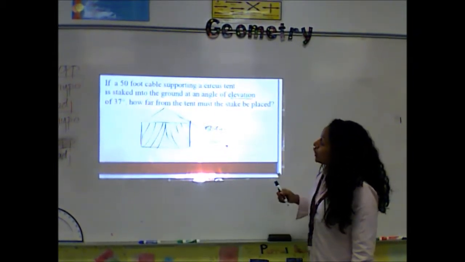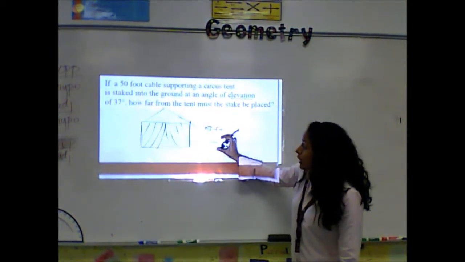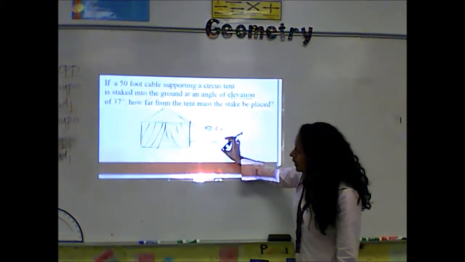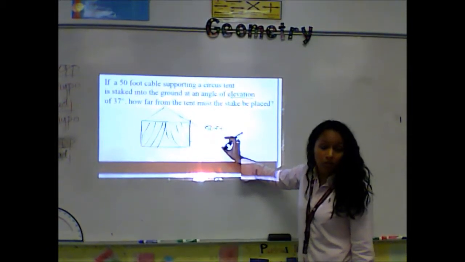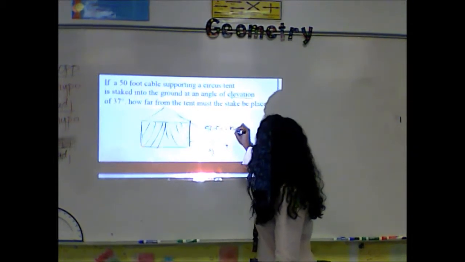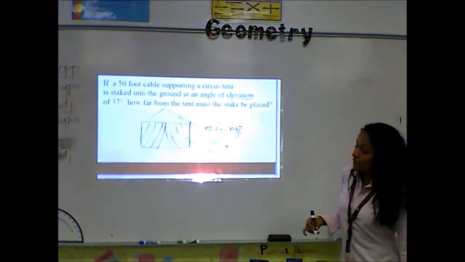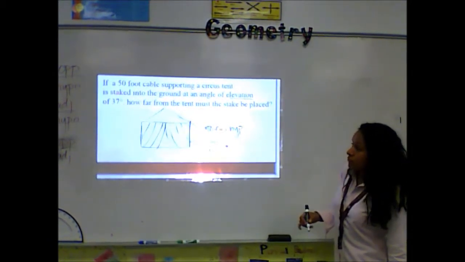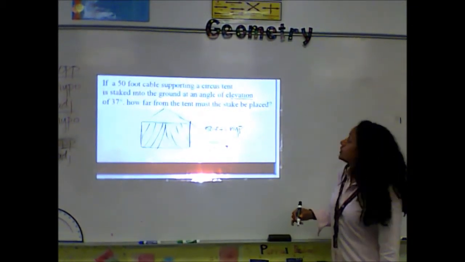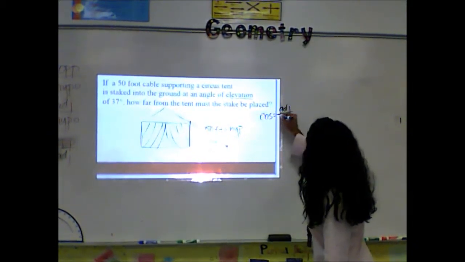So if this is our angle and we're looking at this triangle from this perspective, are we looking for the side that's opposite of this angle or adjacent to this angle? Adjacent. So we're looking for this down here, the adjacent. We have the hypotenuse and the adjacent. Are we going to use sine, cosine, or tangent? Cosine, because cosine is what over what? Adjacent over hypotenuse.